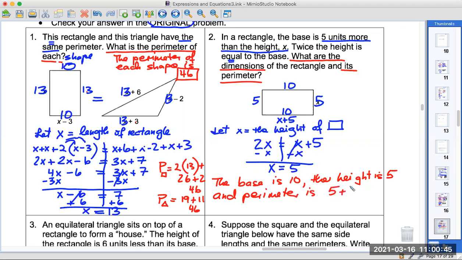5 plus 10 plus 5 plus 10, which is 30. Okay, I think we answered it. Yep. We wanted the dimensions, the base and the height, and we needed the perimeter.